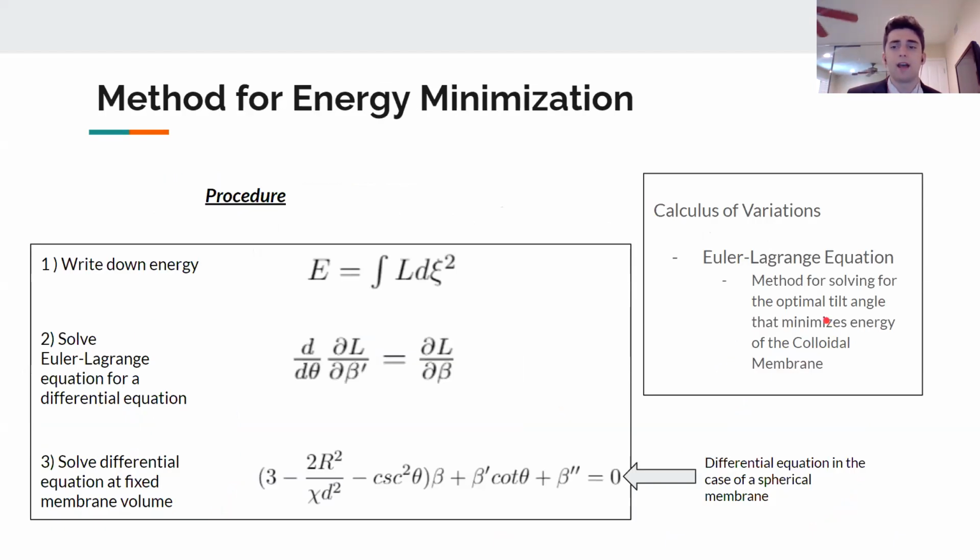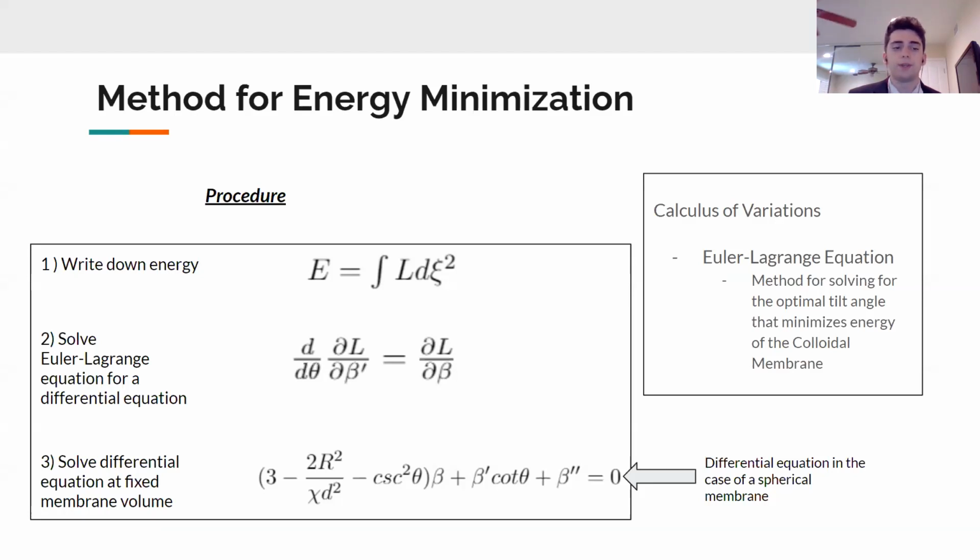So next we have a method. We need to implement a method for minimizing the energy. So now we have an energy, we want to minimize it to find the configuration of rods that tilt, spending the least amount of energy. Our procedure for doing this is using the calculus of variations. And so how we do this is step 1, we write down the energy, which is what I did on the previous slide. Step 2, we solve an Euler-Lagrange equation.